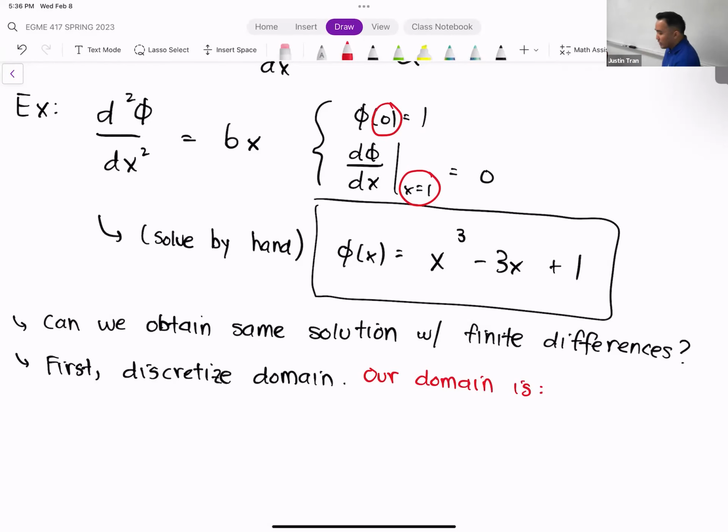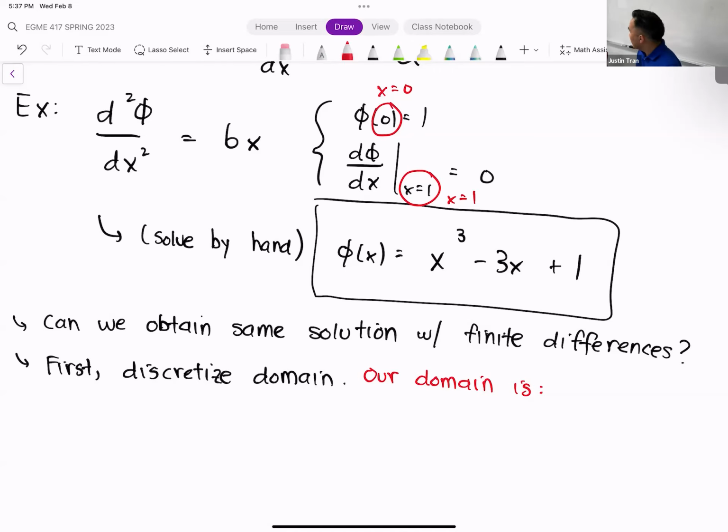If we look at the first boundary condition, it is being applied at x equal to 0. And our second boundary condition is being applied at x equal to 1. Those are two different x locations, and that tells us the left bound of our domain is x equal to 0, and the right side is x equal to 1. Mathematically, we can say 0 is less than or equal to x, which is less than or equal to 1. It's a 1D domain because we're just solving a 1D equation.